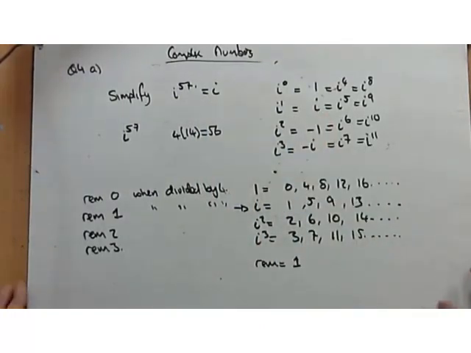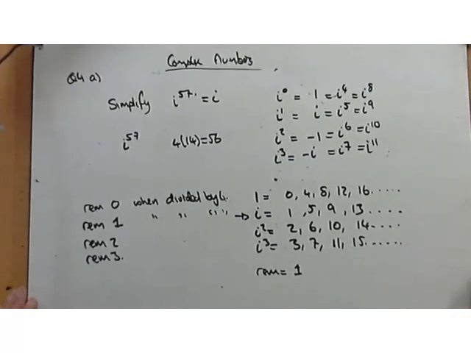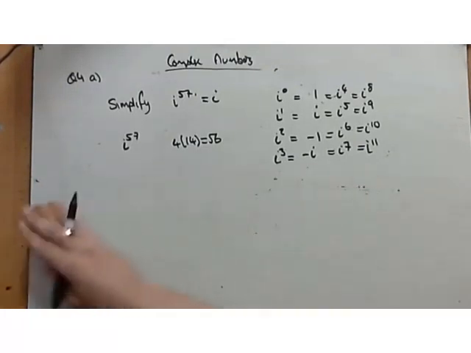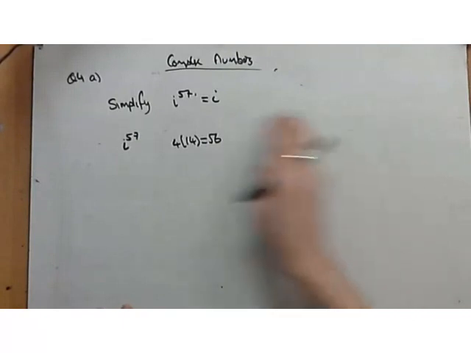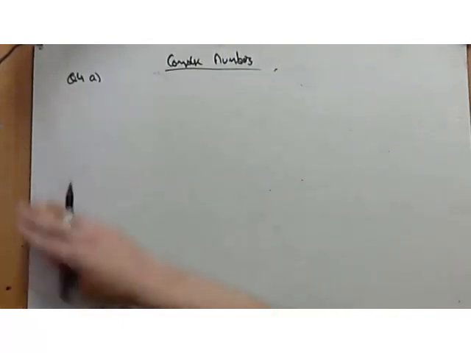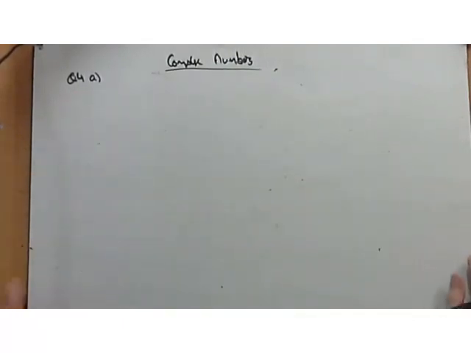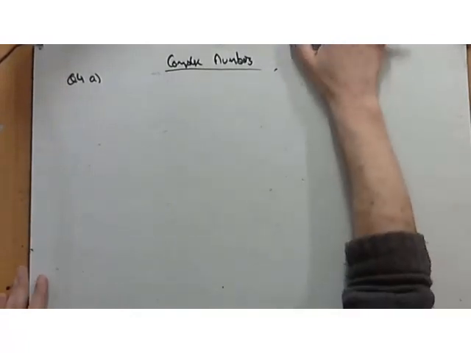So that's the first question done. You look at the power, and the remainder when you divide the power by 4. So that's the first part done. All powers of i are 1, i, minus 1, minus i. All powers of i are one of those numbers.